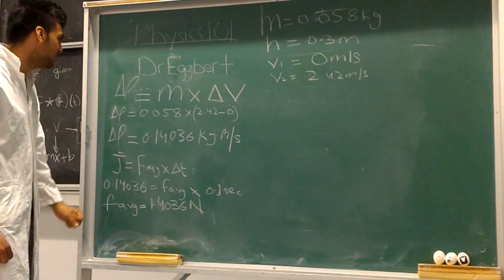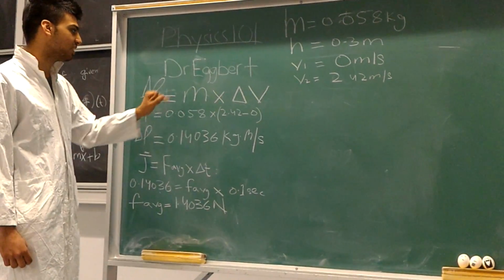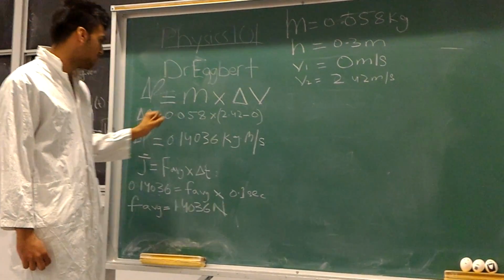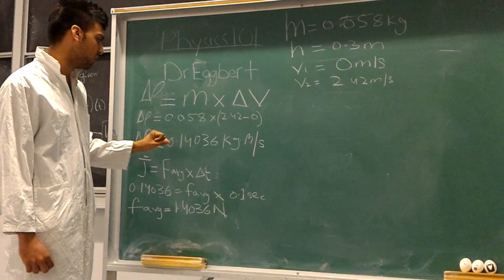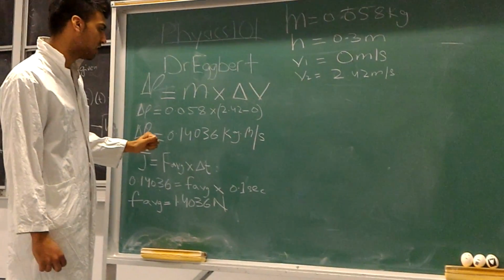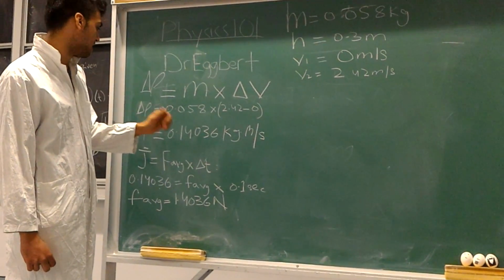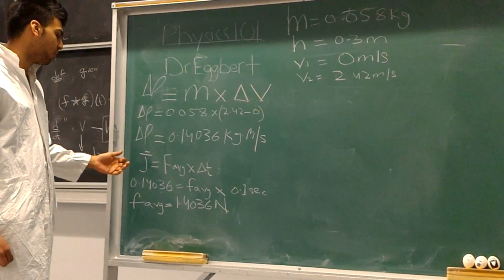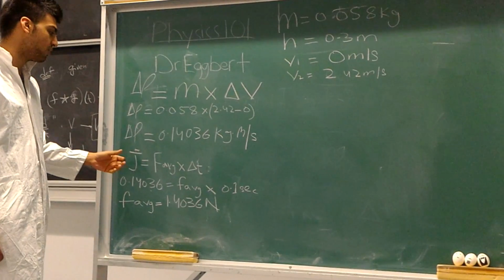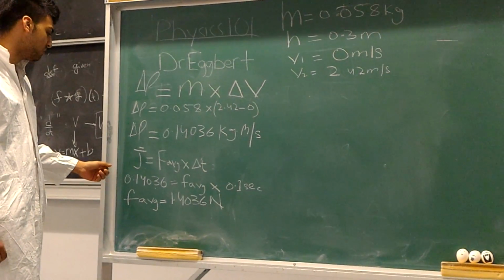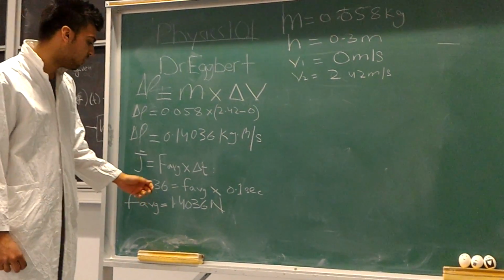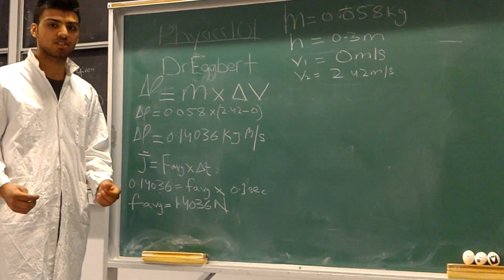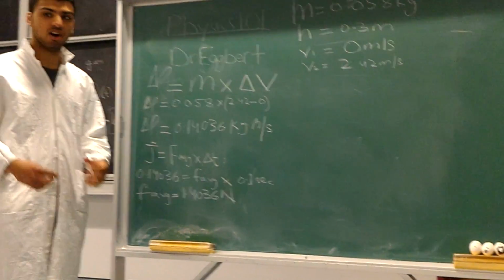When we put this in, we see that a change in momentum is equal to mass times delta velocity, which is equal to 0.14036 kilograms times meters per second. The impulse, therefore, is equal to the average force times delta t, which is equal to 1.4036 newtons of force that is exerted by the ground onto the egg.